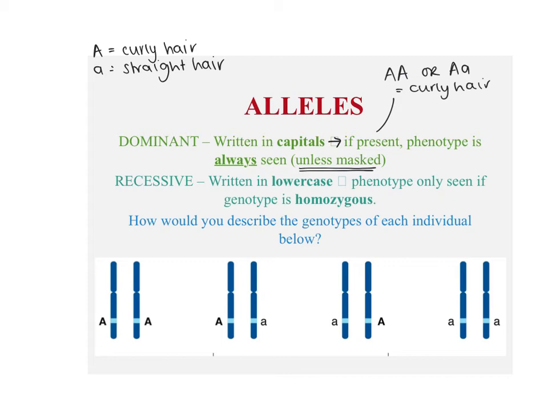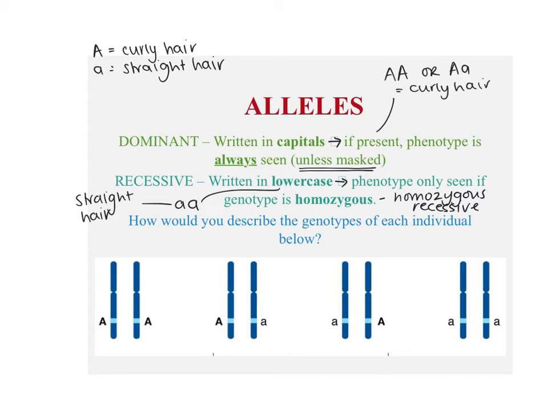Conversely, recessive alleles are always written in lowercase, so it might be 2 little a's, for example. And the phenotype is only seen if you are homozygous recessive. Okay, now when we're talking about homozygosity, you have to be very specific about which gene you're saying is homozygous. So you're either homozygous dominant or homozygous recessive. And in this case, if I was homozygous recessive for my example, I would have straight hair because I've got no dominant allele to completely override that.